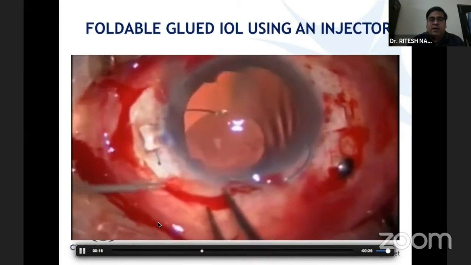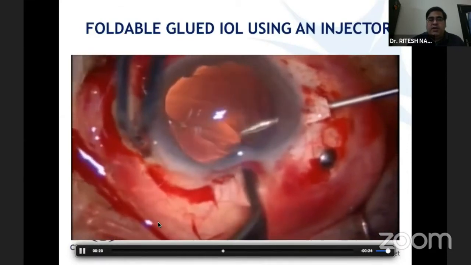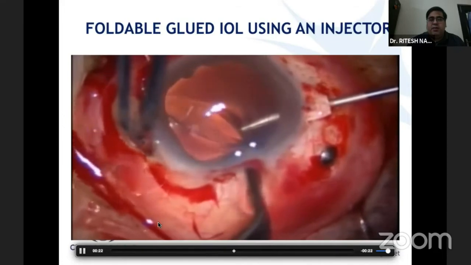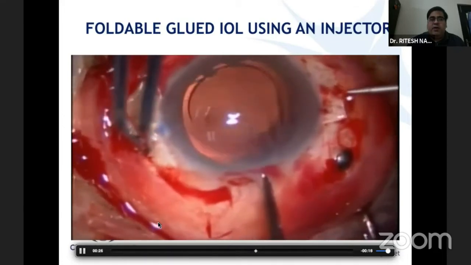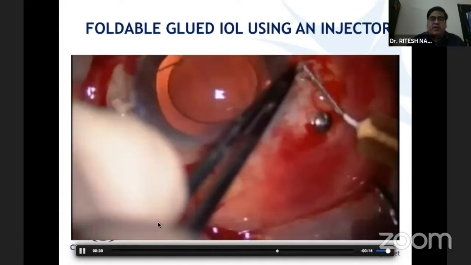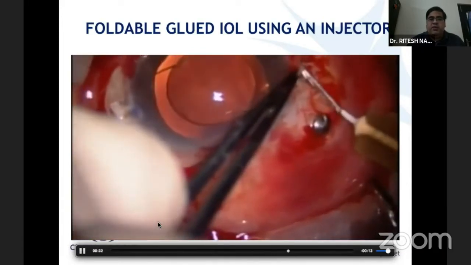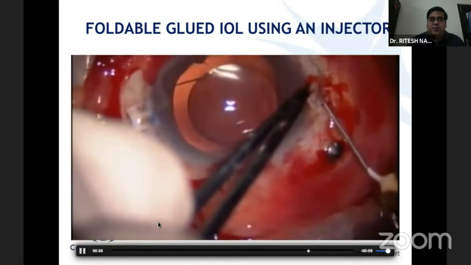Take the first haptic out, hold it with a handshake technique. Again, grasp the tip of the haptic. The lagging haptic, take it out under the flap, and you have both the haptics externalized now, and then you can tuck them into the groove as we talked about in the standard approach.